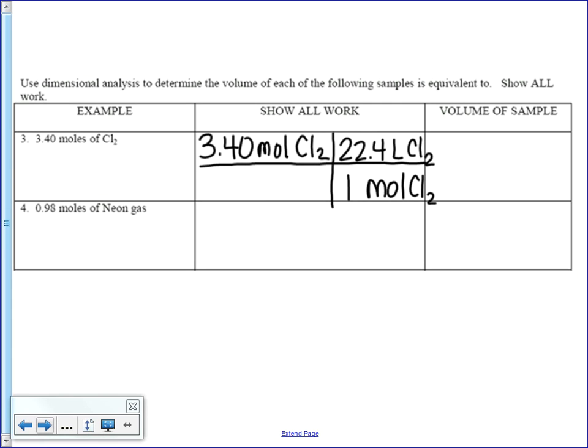And because 22.4 is on the top of the fraction this time, we're going to multiply. So 3.40 times 22.4. And when you type this into your calculator, you will get 76.16 liters of chlorine gas. All right, please pause the video and try problem number 4 on your own.